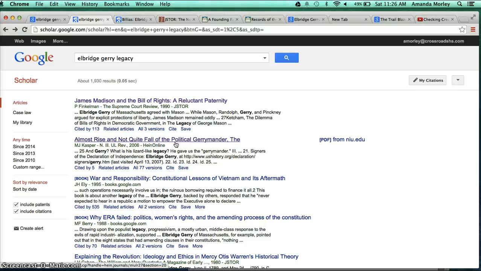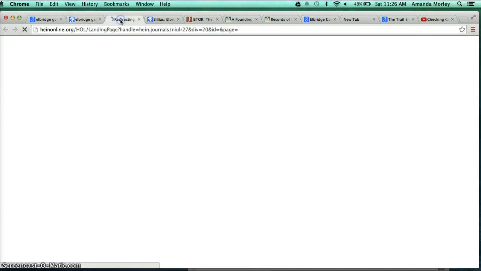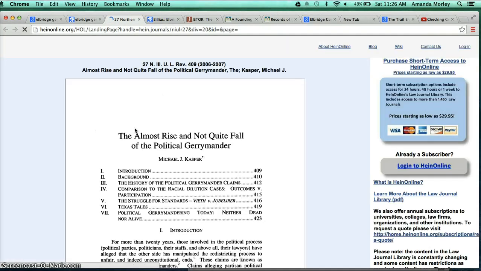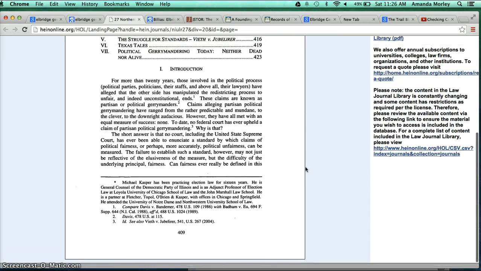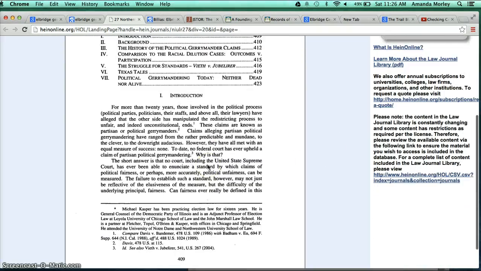I read that gerrymandering was an act created by Elbridge Gerry. Okay, it even says, what is his lizard-like legacy? Whoa, he gave us gerrymander. So I think this is a really good source. I'm going to come here. And this is what you're going to find, this is what's traditional. You have to pay to read one of these sources, but it does have an introduction.